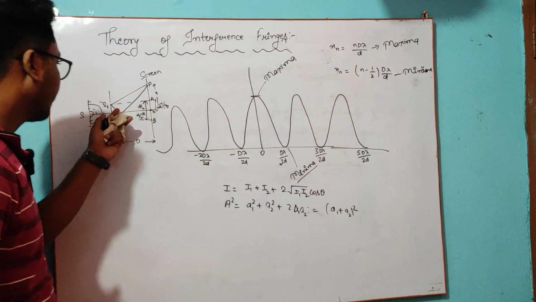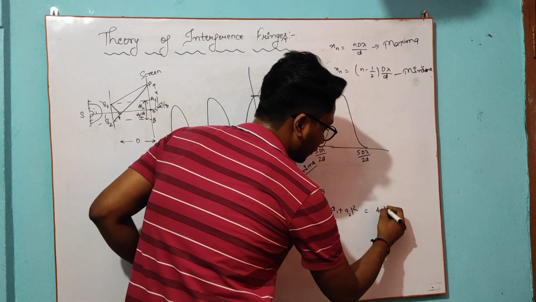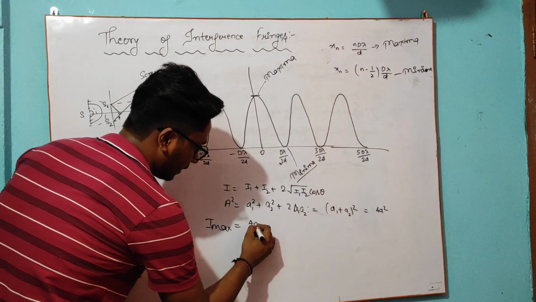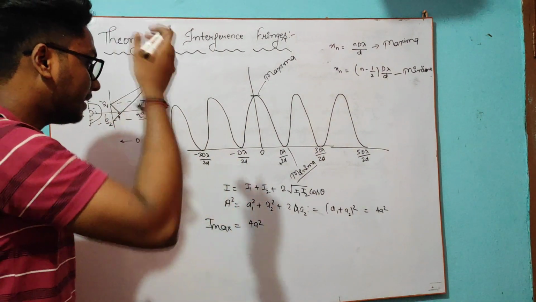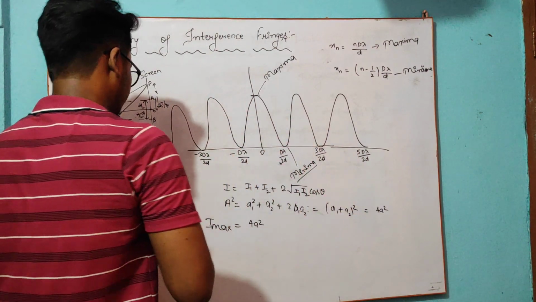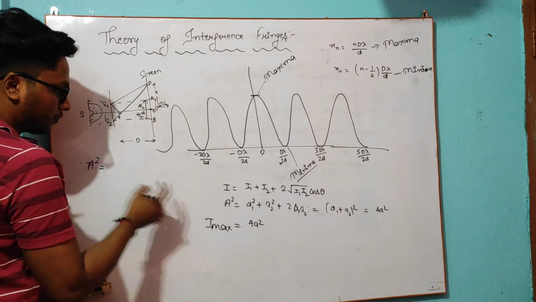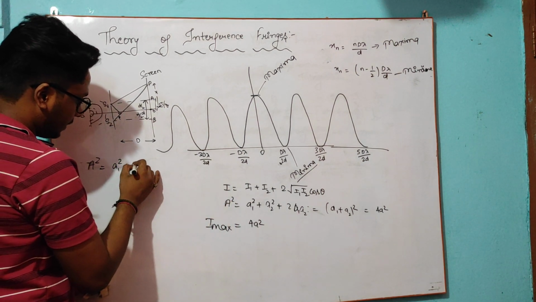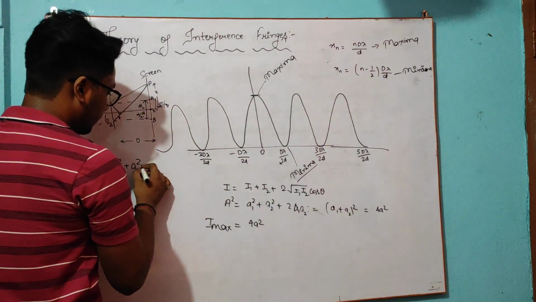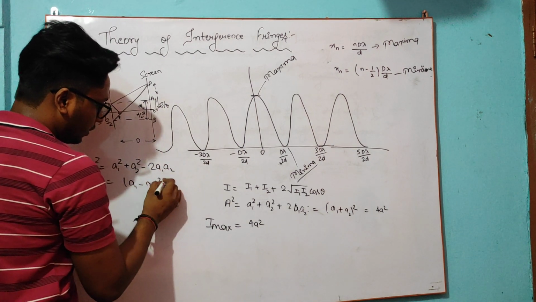If the two traveling rays have the same amplitude, then this becomes 4A squared. So the maximum intensity is 4A squared. And for minimum intensity, A squared is A1 squared plus A2 squared, and cos theta is equal to minus 1, giving minus 2 A1 A2, so this equals (A1 minus A2) whole squared.